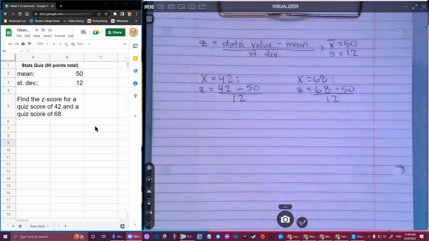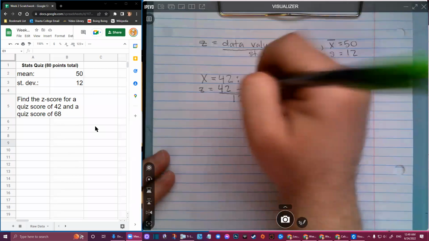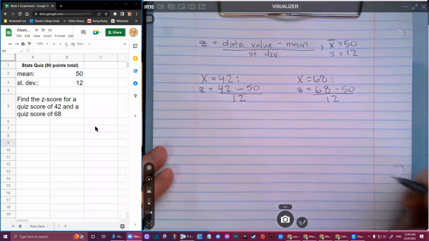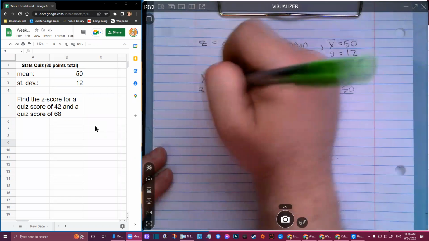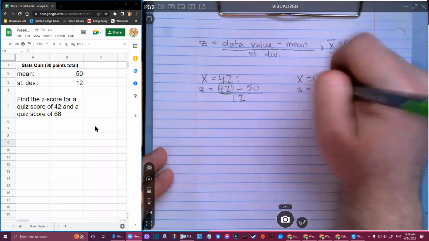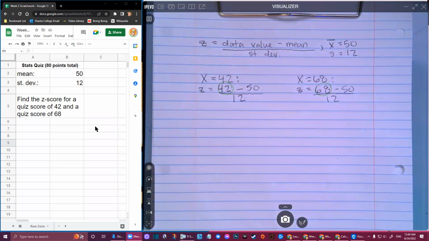You'll notice the only thing that changes in this formula is the data value, because both of these quiz scores came from the same group that the mean and standard deviation were calculated for. So the mean and standard deviation in this particular problem are the same. These two quiz scores came from the same group. It's just that x value that's changing.